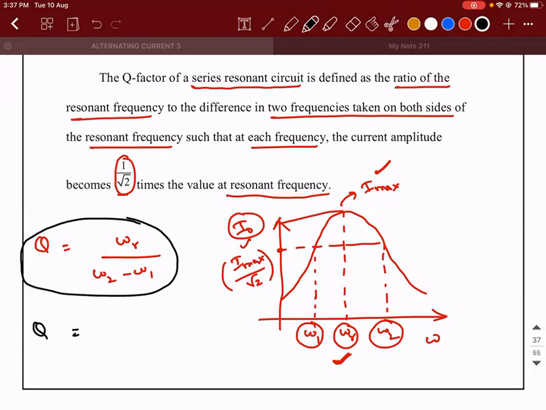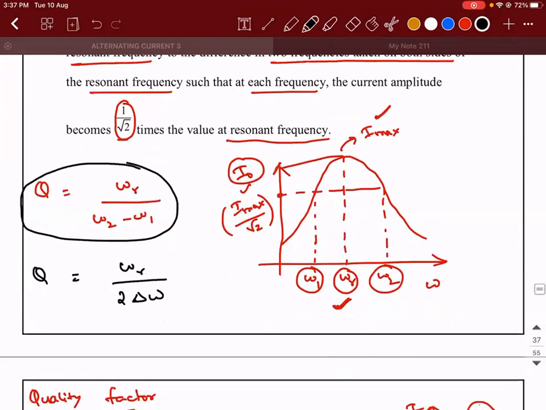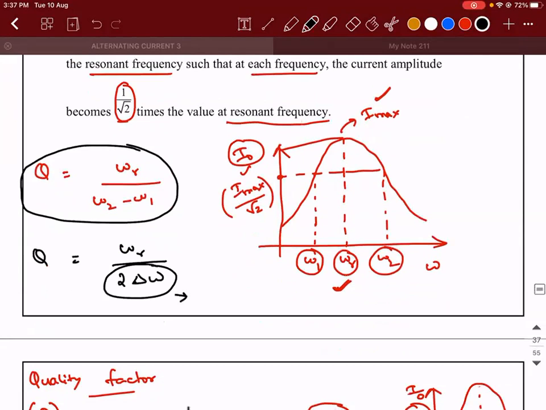And Q can be written as omega r divided by 2 times delta omega, where this 2 times delta omega is generally called the bandwidth. Let me explain what the delta omega is. Delta omega is this value. That is the distance between omega 1 and omega r. Similarly, the distance between omega r and omega 2 is also delta omega. So 2 times delta omega is basically omega 2 minus omega 1.